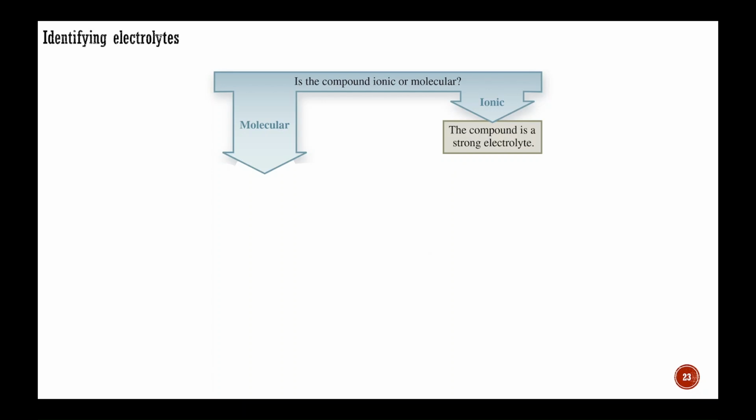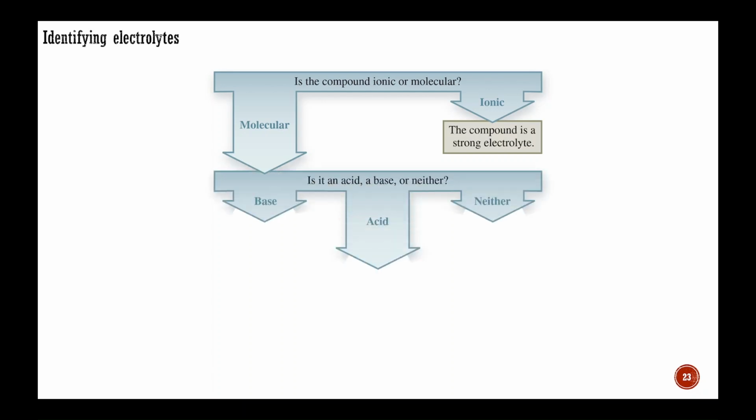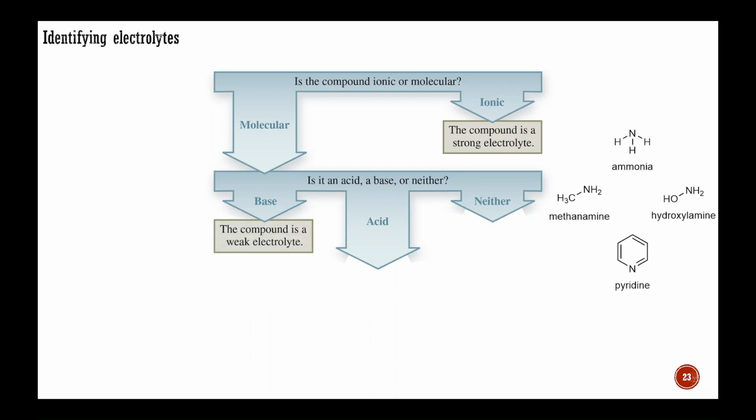If a compound does not contain a metal cation or the ammonium cation, it is a covalent or molecular compound. In this case, you need to determine whether it is an acid. If a covalent compound is not an acid, consider whether it is a weak base. Many weak bases, such as methylamine, pyridine, and hydroxylamine, are related to ammonia, consisting of a nitrogen atom bonded to hydrogen or carbon atoms. Therefore, weak bases are weak electrolytes. If a covalent compound is neither an acid nor a weak base, it is a non-electrolyte.